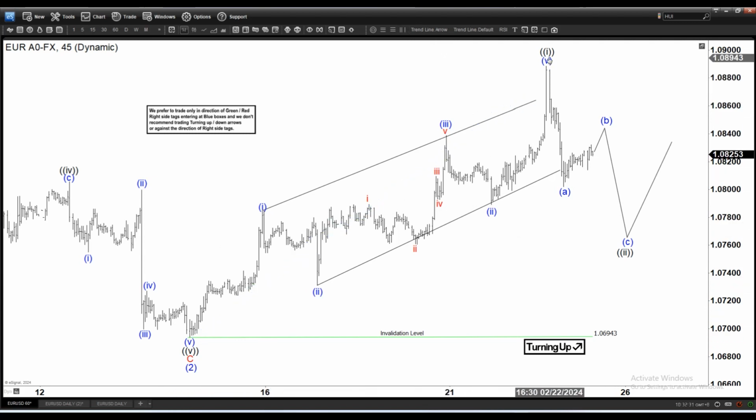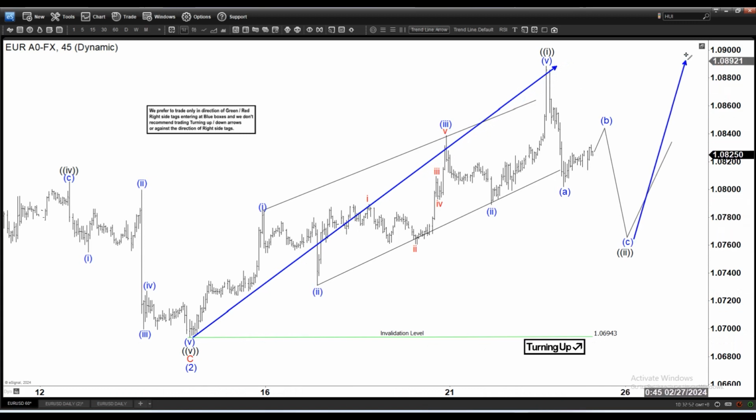Because of that 5 swing sequence, 1, 2, 3, 4, 5, it seems to be finishing here because the pullback size is pretty big and breaking below the channel. So what we're looking at right now is a possible 3-way pullback. And as long as we stay above 106.94, because that's the beginning of that 5 swing, we should at minimum be looking for an extension higher, one more leg, because of the 5 swing.